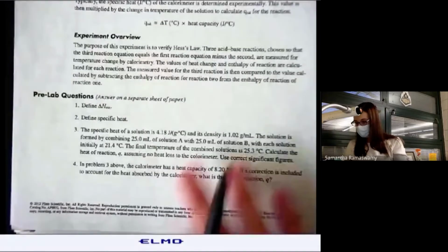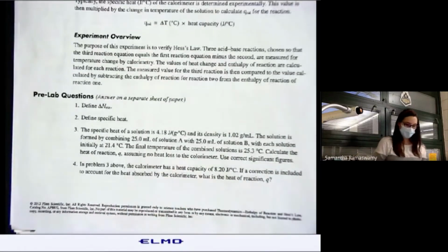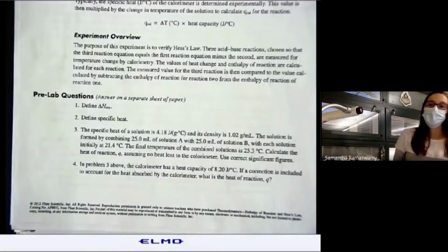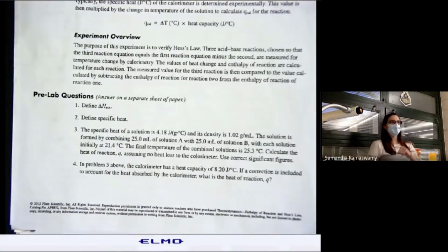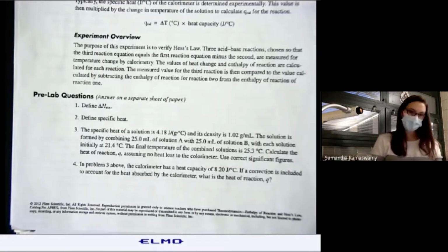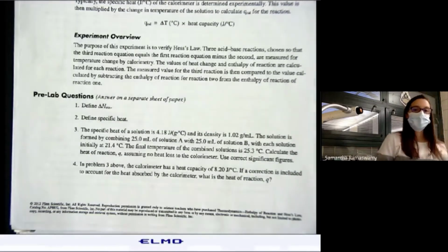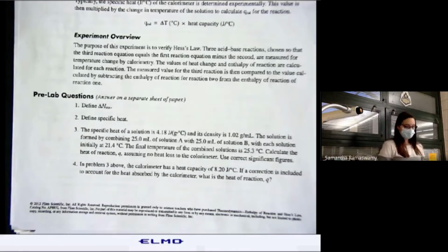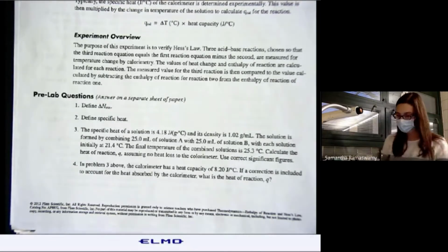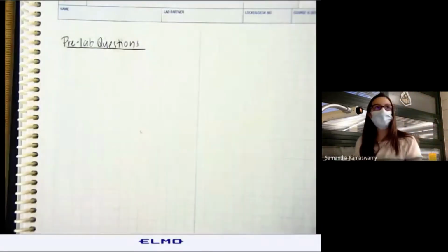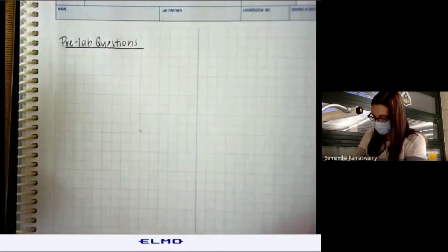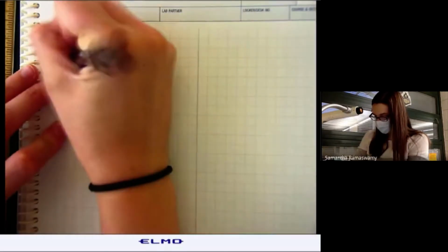So for the pre-lab questions, I'm looking at page 2 of the lab, so back of the first page. And there are actually 5 pre-lab questions. There are 4 on this page, and then there's 1 on the next page. We're going to go through each of them so you can make sure you have the correct answer with the pre-lab. So for number 1, it says define delta H of reaction. So delta H of reaction is the enthalpy. So we'll go ahead and just answer number 1. Remember, for pre-lab questions, you don't have to write the question out. You're just answering it.